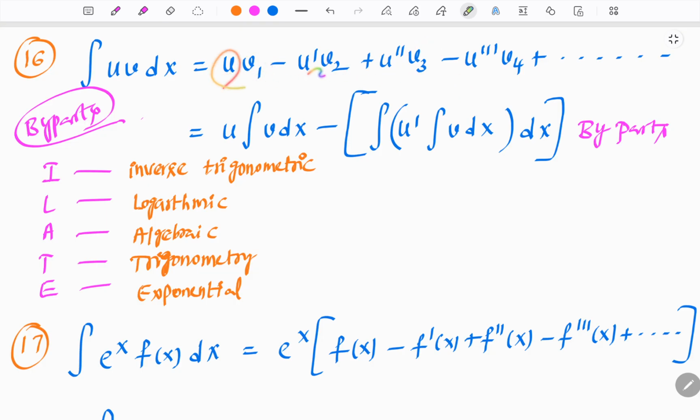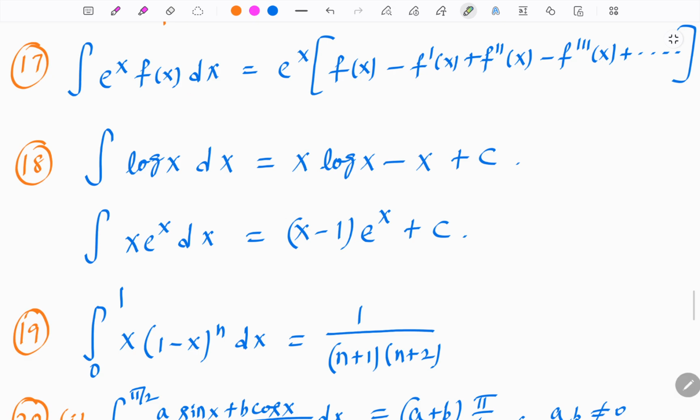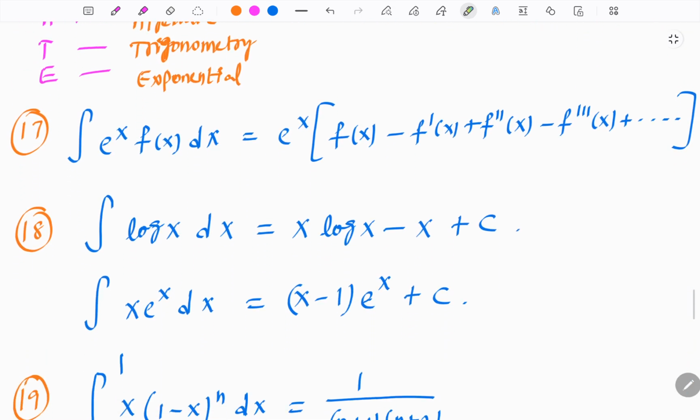What is the u, the first function? u dash is the first derivative, u double dash is the second derivative. So here, function with integration, derivative with integration, like that we should remember. Clear? Next, sir, instead of that one, e power x, you said, see uv, right?